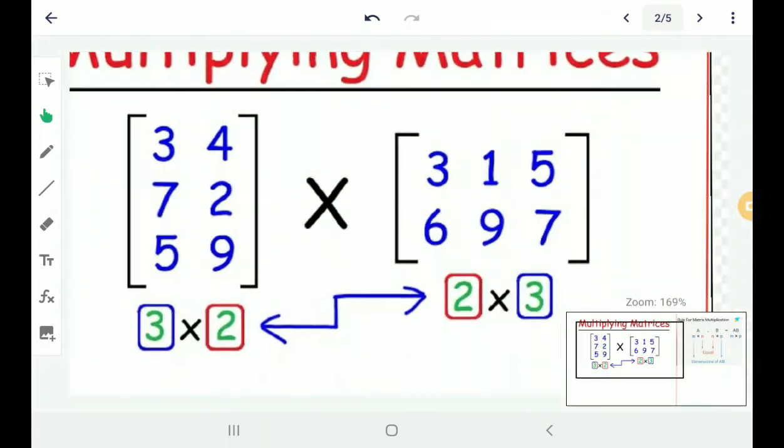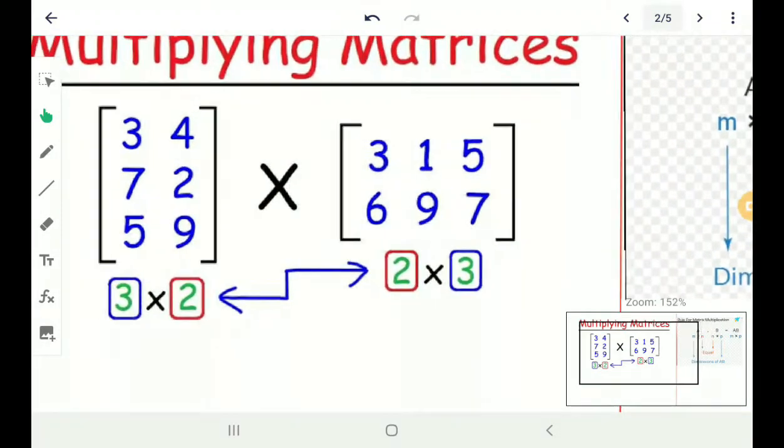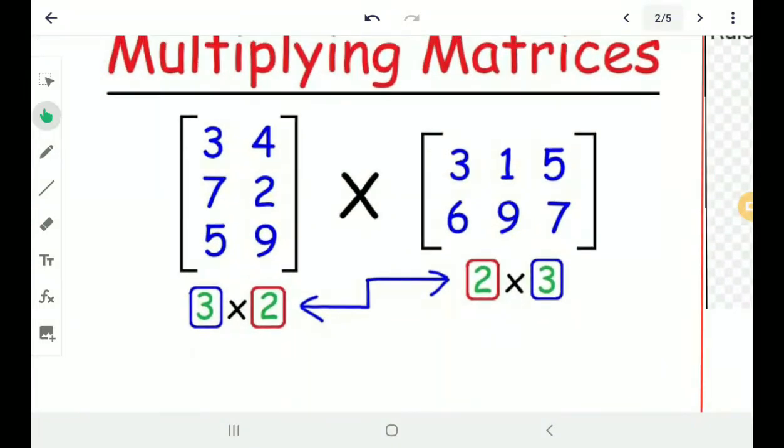So when multiplying matrices, there are certain things to consider. Alright? So for example, once you see two matrices beside each other, it means multiplication. Okay? Like this. Alright, here we have the multiplication sign. So I'll show you another example further on.